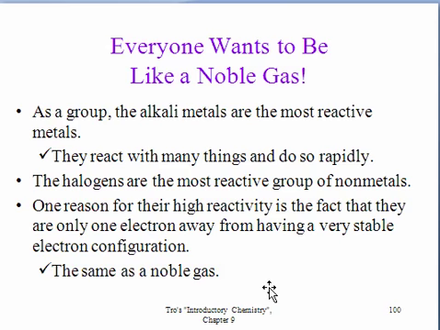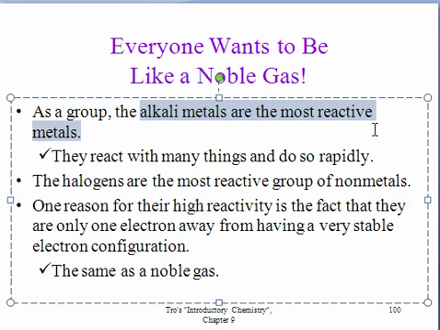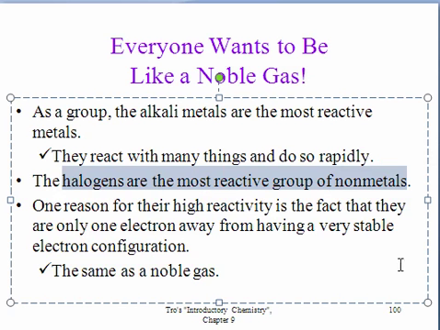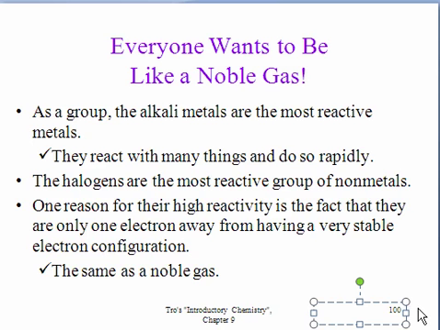So if we look at the 2 families that are closest to the noble gases, the alkali metals are by far the most reactive metals. They react with many other substances and do so very rapidly. In fact, in nature, there are no elemental alkali metals found. They only exist in the positive 1 cation state. And then the halogens are the most reactive group of the nonmetals. They're only 1 electron away from having a stable noble gas configuration. So the 2 families that are closest to the noble gases are the most reactive families in the whole periodic table.